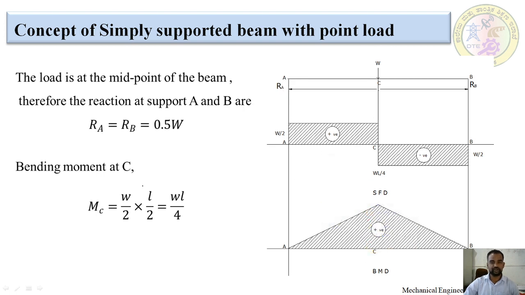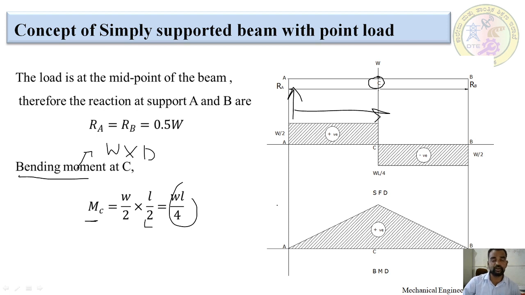I am going to erase these things. After that, I want to find the bending moment at point C. What is the definition of bending moment? Bending moment is the product of load into distance. I want to find this load and the distance up to this point. The load RA is W by 2, into this distance L by 2, which is equal to W into L divided by 4. So the bending moment is WL by 4.